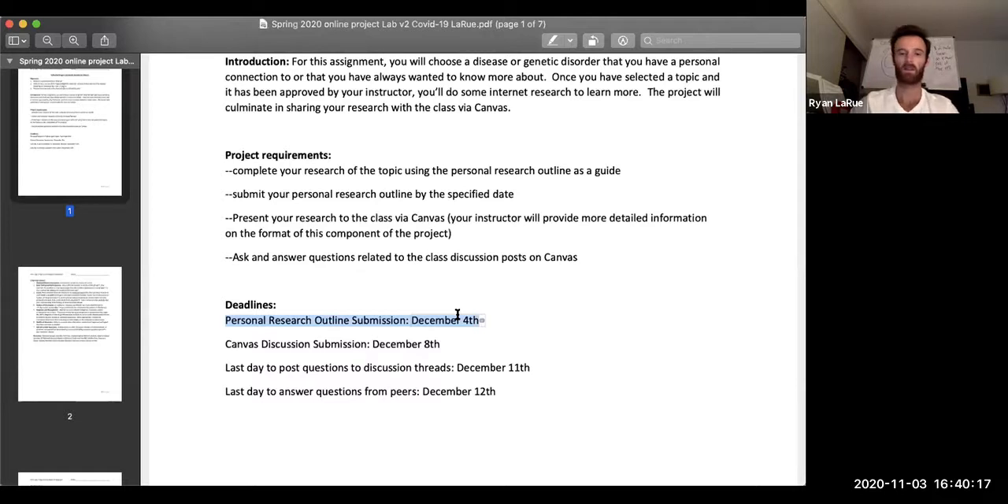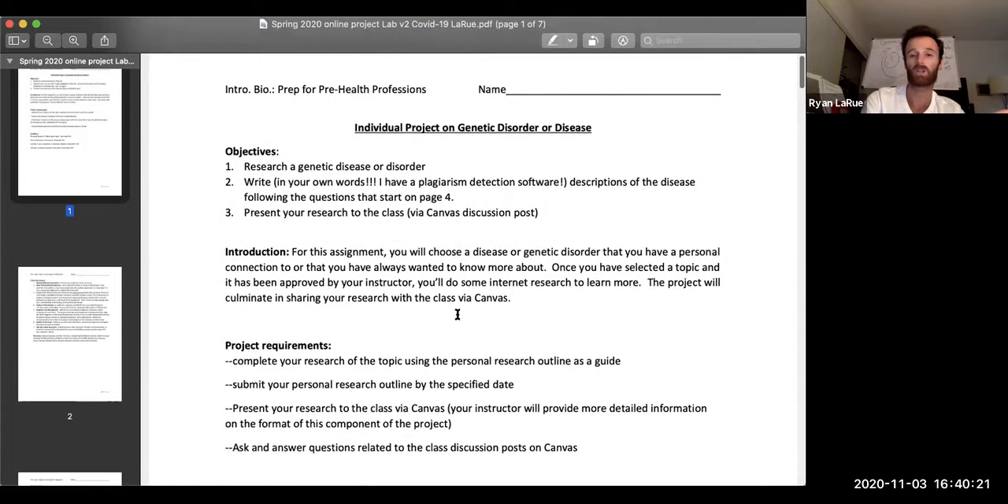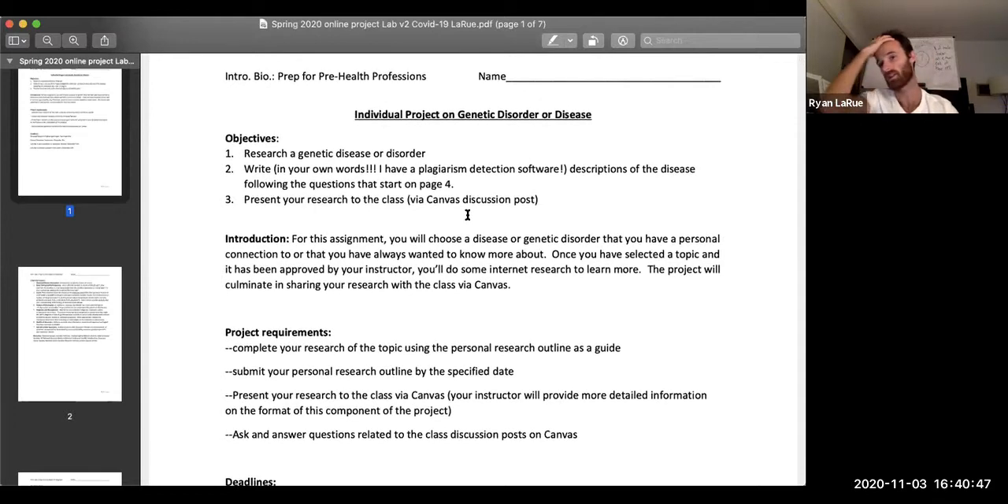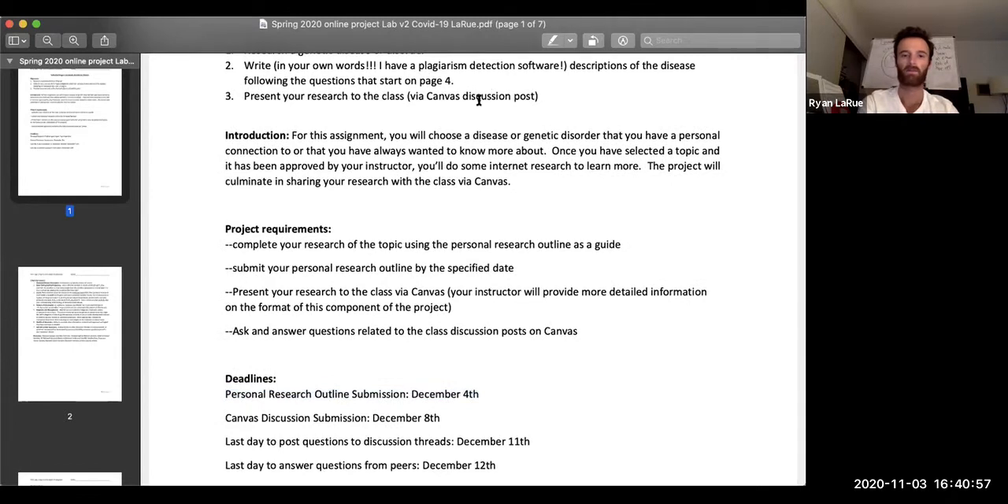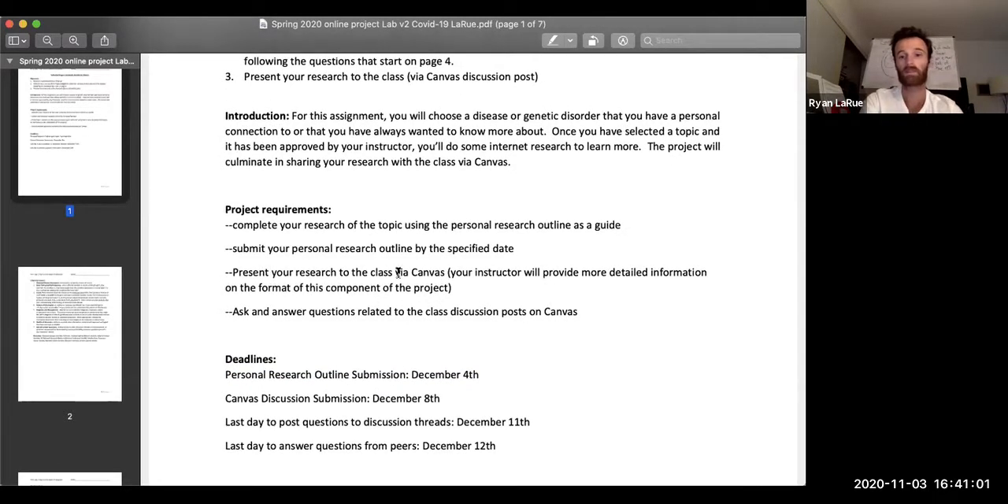And one other thing I want to mention here. You're going to research the genetic disease. You're going to write it, of course, in your own words, just like the journal. I'm going to use the same plagiarism detection software. Descriptions of the disease following the questions that start on page 4. And you're going to present the research to the class, but via Canvas discussion post. Since we're not in person and presenting to the class like that, I'm going to create a discussion post where you're going to present your research just basically by writing a short summary.